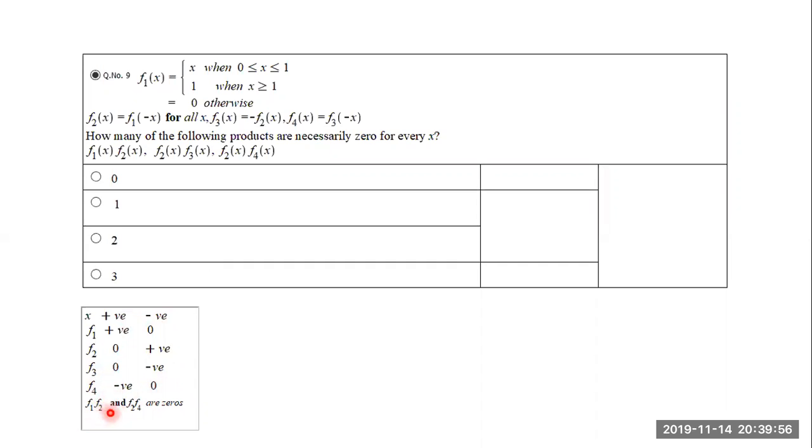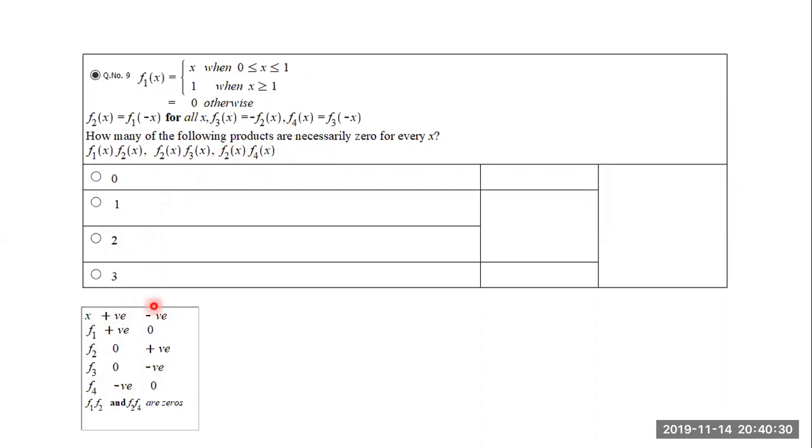Therefore, f1 and f4 are the only two with 0 values, because f4 is 0 and f1 is 0. Is it clear? Now f1, f2. See here, when x is negative, f1 is 0, and when x is positive, f2 is 0. Therefore, f1 f2 is always 0. f2 f4: when x is positive, f2 is 0, and when x is negative, f4 is 0. Therefore, f2 f4 is always 0.